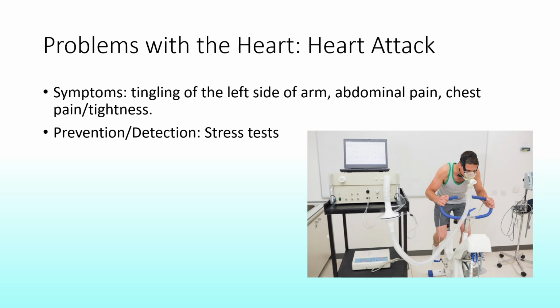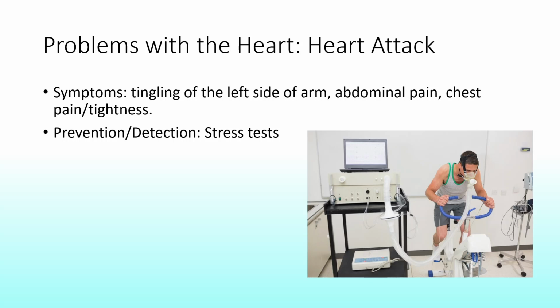Now, problems with the heart, so heart attacks, right? Using prevention and detection methods, one method is stress tests, and these are used to see irregularities in the heart. Patients are either on a treadmill or an exercise bike, as you can see right here, while being connected to an ECG monitor to check their heartbeats. Irregularities are seen more easily during exercise than at rest.